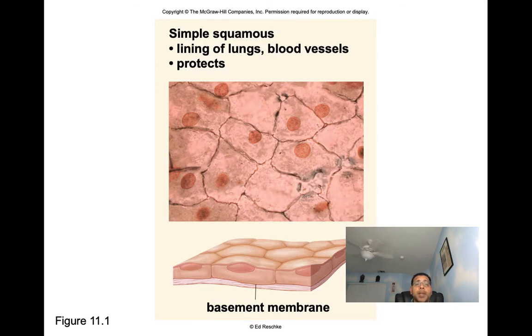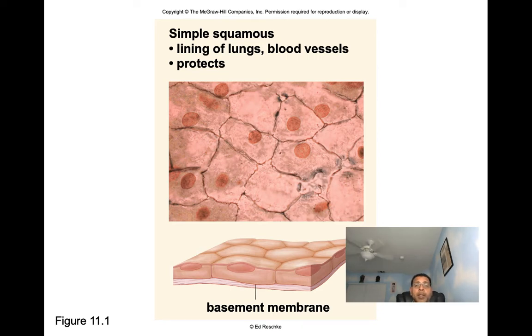Simple squamous epithelium is going to be found making up the lining of our lungs, also our blood vessels. And its function here, you can see it says protect. Protection is not correct. It's not the type that we want for protection. This epithelium is going to be the type that allows for diffusion of substances across the surface.